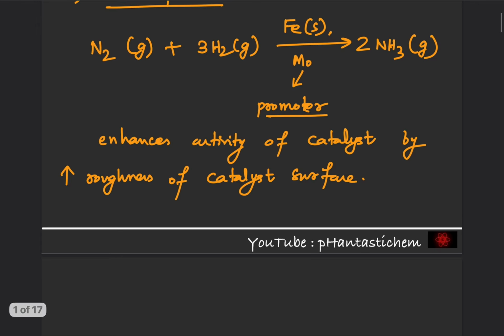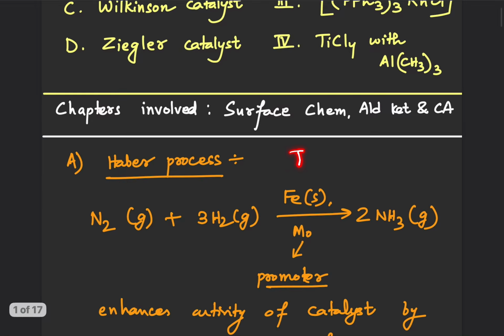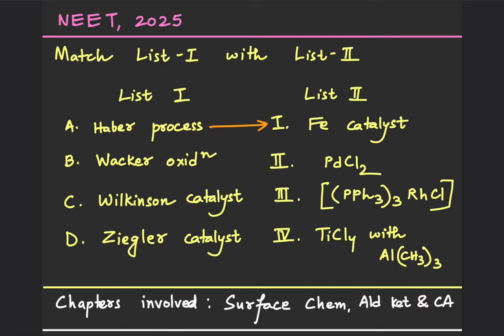And when it increases the roughness of the catalyst surface, the free valencies increase, which leads to more adsorption, and therefore the rate increases. So that's the role of promoter molybdenum in this particular reaction. Therefore A will be matched to 1. Haber's process, the catalyst is iron.